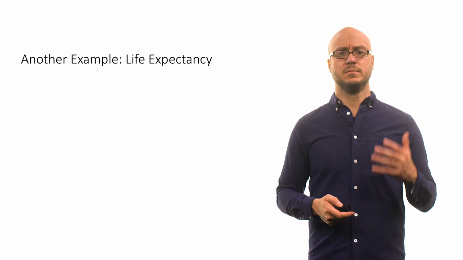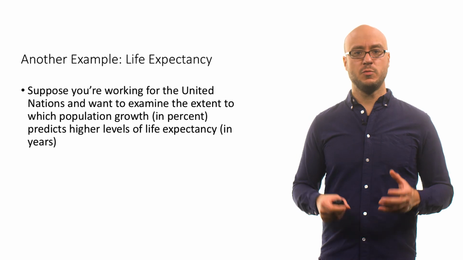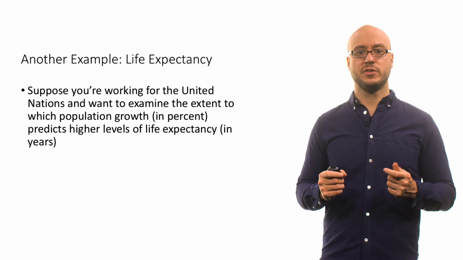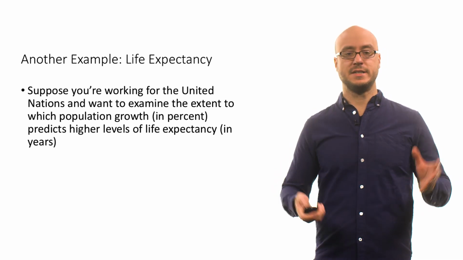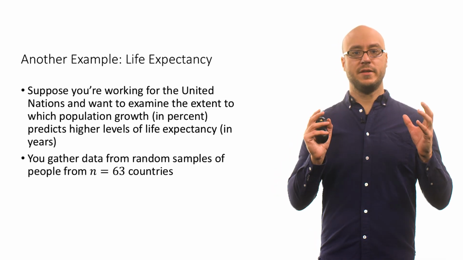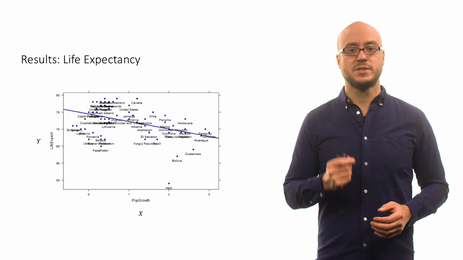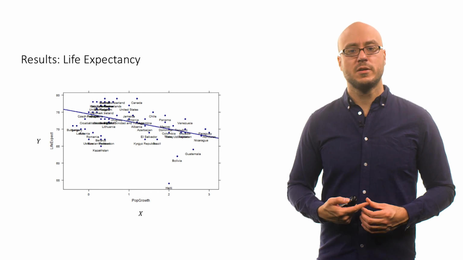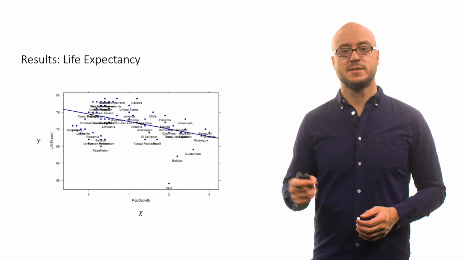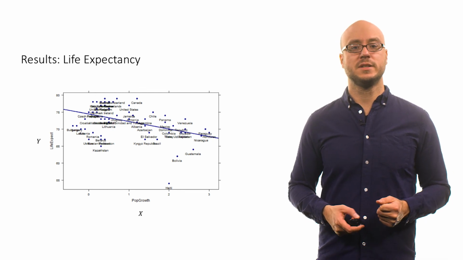Let's look at another example. Let's look at life expectancy. So suppose you're working for the UN and you want to examine the extent to which population growth in percent predicts higher levels of life expectancy in years across a data set of countries. So you gather data from random samples of people from 63 countries. Our sample size is 63, and we're going to treat this as a random sample from a population. So here are the results. The x-axis is population growth. The y-axis is life expectancy.